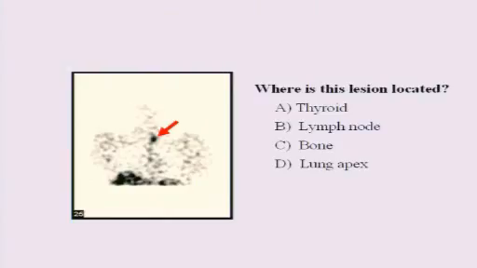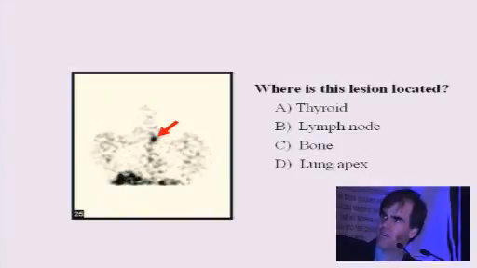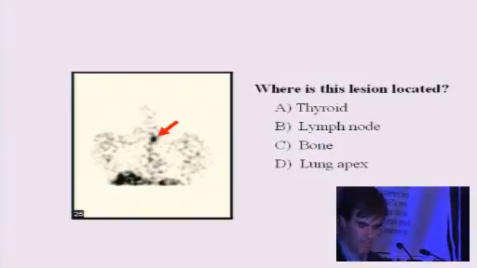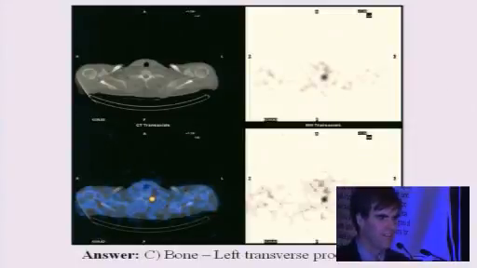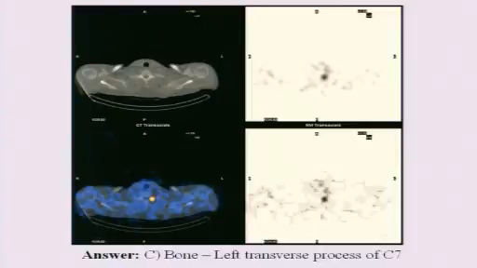With multiple endocrine neoplasia, you can get thyroid neoplasm. Let me show you just this picture here, and we don't know whether this lesion is located in the thyroid, or is it in the lymph node, is it in the bone, or the left lung apex. So we did the SPECT CT, and indeed this shows that the lesion is localized in the left transverse process of the C7 vertebra. So this is a bone metastasis that was confirmed on SPECT CT.